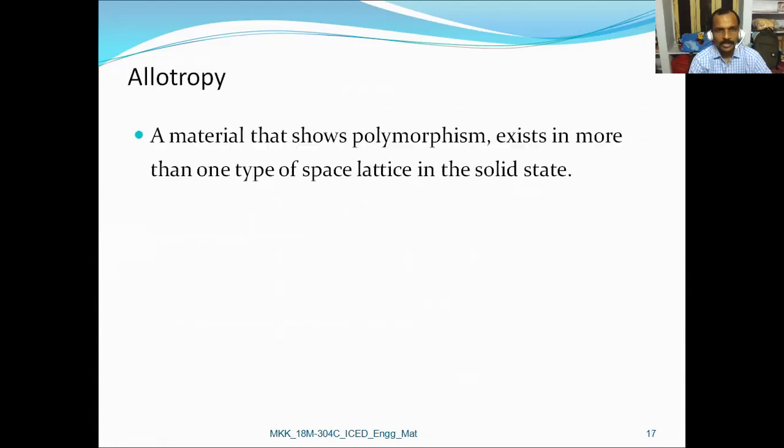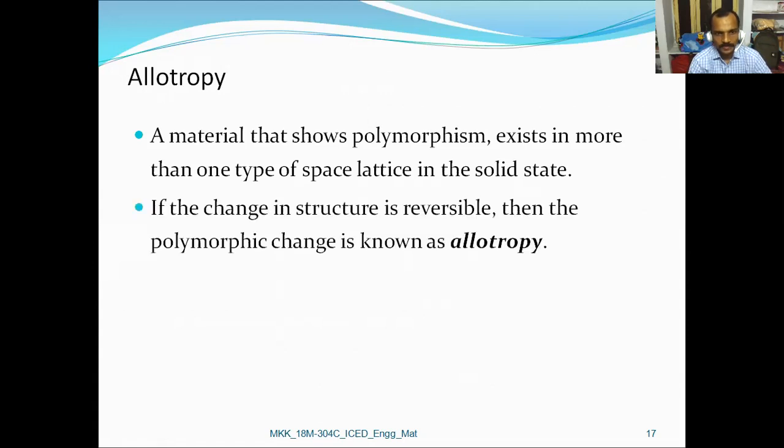So now next is allotropy. What is allotropy? A material which has polymorphism, nothing but a material that shows polymorphism, exists in more than one type of space lattice in the solid state. So if the change in structure is reversible, then the polymorphic change is known as allotropy. Nothing but whatever the structure change is reversible. When it is a reversible process, we can call it allotropy.